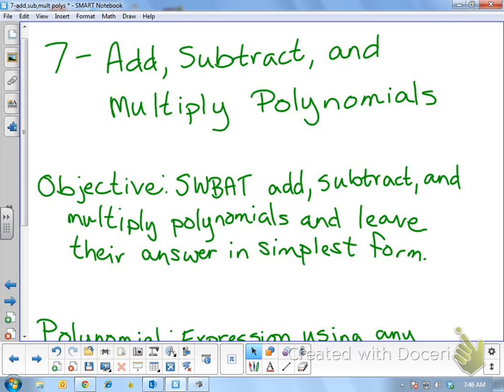Our goal is that students will be able to add, subtract, and multiply polynomials and write their answers in simplest form. You may not have heard the word polynomial before. We are going to define that in just a second. It'll be our vocabulary word for today.